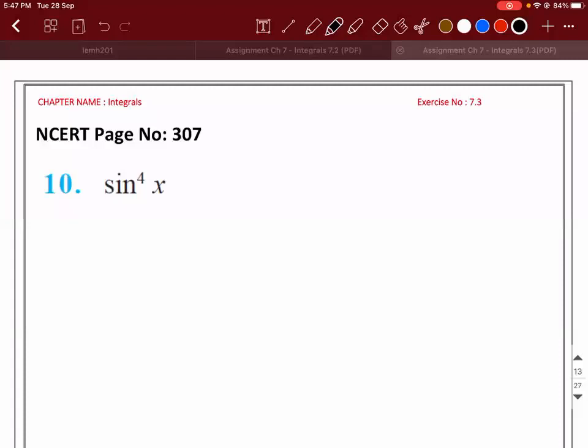So integral of sine power 4x dx. This can be written as integral of sine square x into sine square x dx. So how to solve this, guys? Any idea?